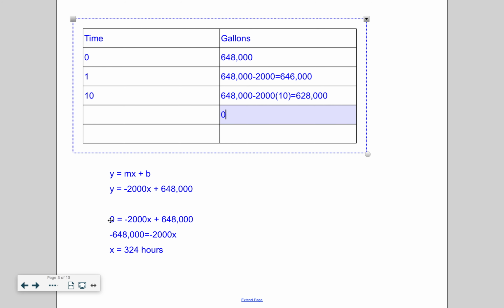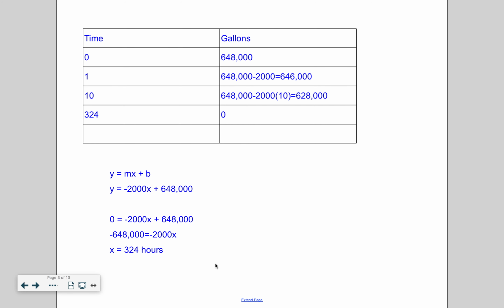So I plug 0 in for y, and then I can solve that equation for x. And I figured that out, that will be at 324 hours that this will finally be empty. It's going to take a while. It's a big pool. But I think you can see using the equation is much more efficient than just guessing. Think how long you would have had to guess to get up to 324 hours.